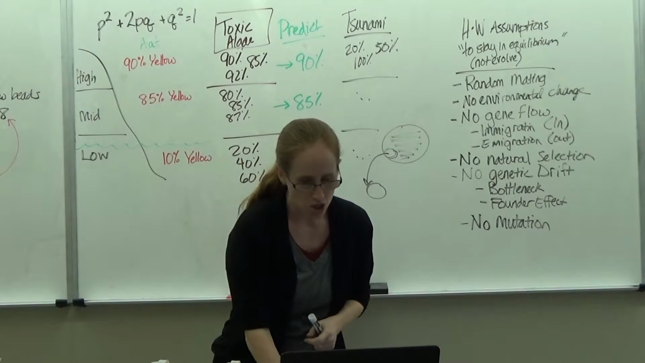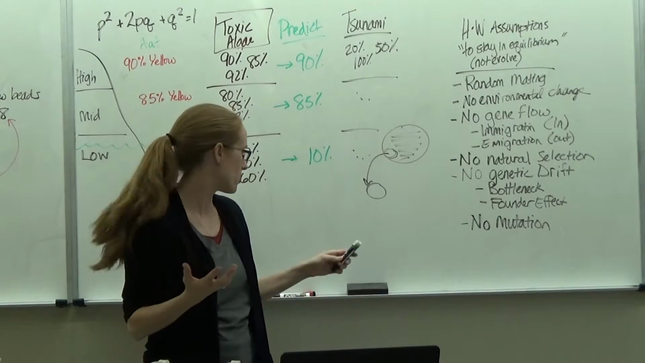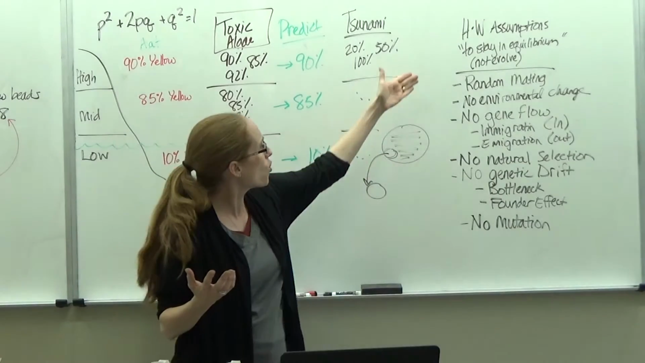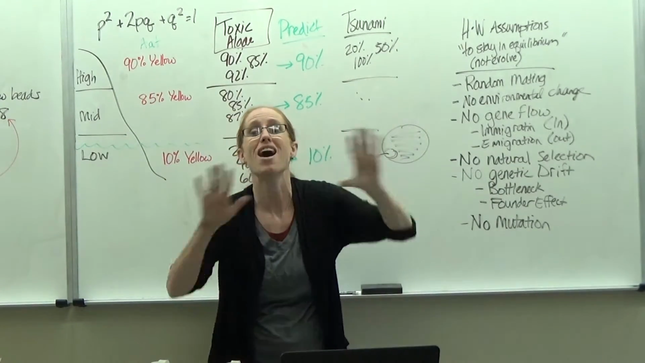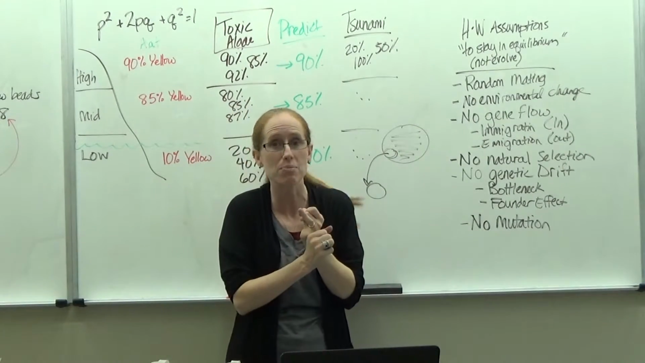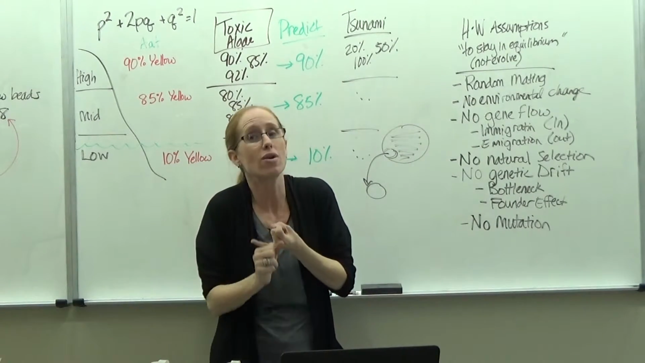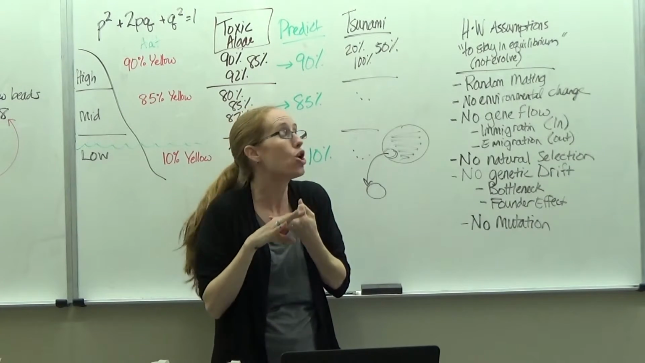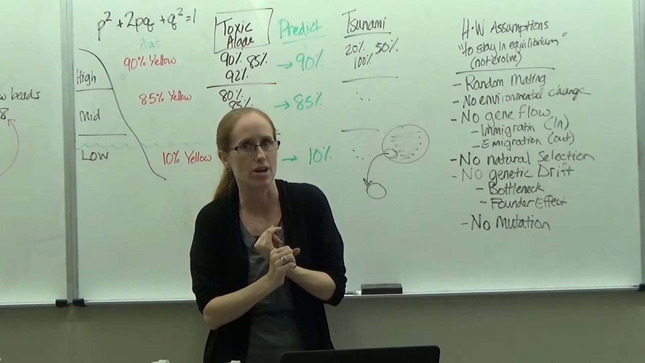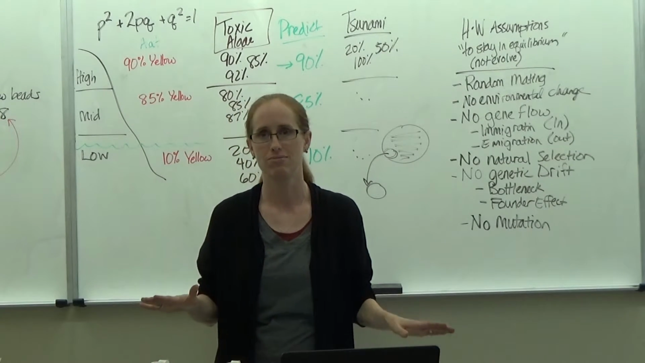Okay? So then at the end, you want to tie it back together and say, all right, in order to stay in Hardy-Weinberg, in order to not evolve, you have to have totally random mating. You have to have no environmental change. You have to have no gene flow of any kind, no natural selection, no genetic drift, and no mutations.